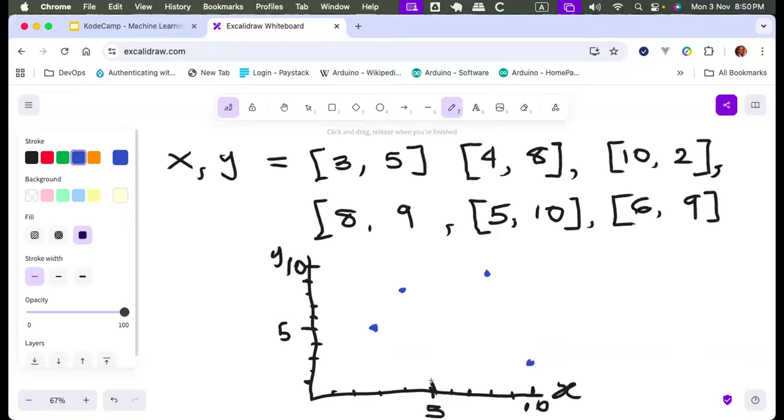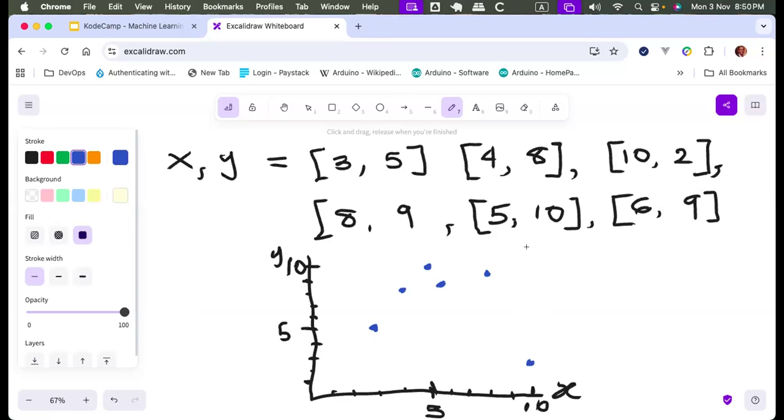5 and 10. This is 5 and this is 10. 6 and 9. This is 6 and this is 9. So if you look at this, we do have one funny outlier here. Maybe let me change this outlier just for the sake of it. 10 and 2. It reverses everything.